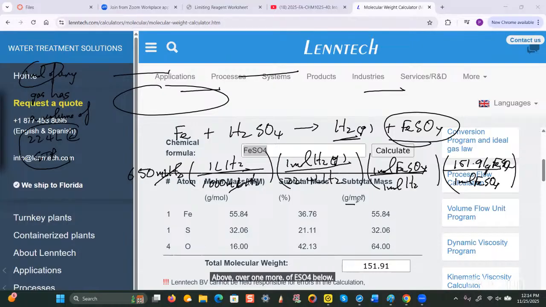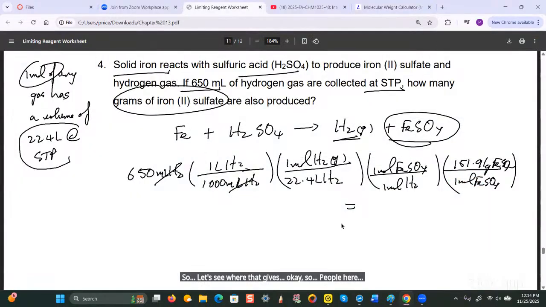So let's see what that gives. For 650 divided by 1,000 divided by 22.4 times 151.91, according to my calculation, this works out to be equal to 4.4 grams of FeSO4. That would be the answer for that question. All right. So that's number 4.